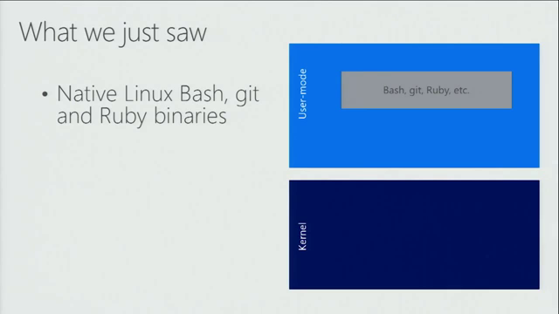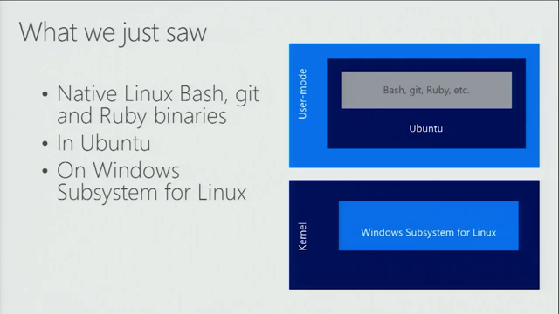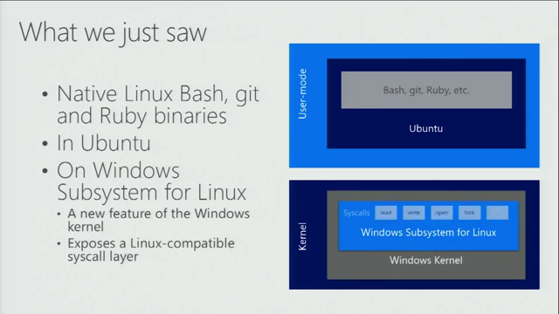Native Git user mode once again coming directly from Canonical. It's the Ubuntu user mode, untouched, and Windows Subsystem for Linux. Essentially, what we're doing is we are taking all these syscalls and we're redirecting them in a way that the Windows kernel can understand.